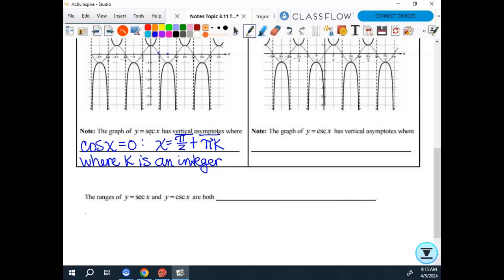All right, so then for cosecant, we have vertical asymptotes where sine of x equals 0. Our first asymptote is actually at 0. So that would be 0 plus something, so I'm not even going to write the 0. It would be 0 plus pi k, so it's just pi times k, where k is an integer. What questions you got?